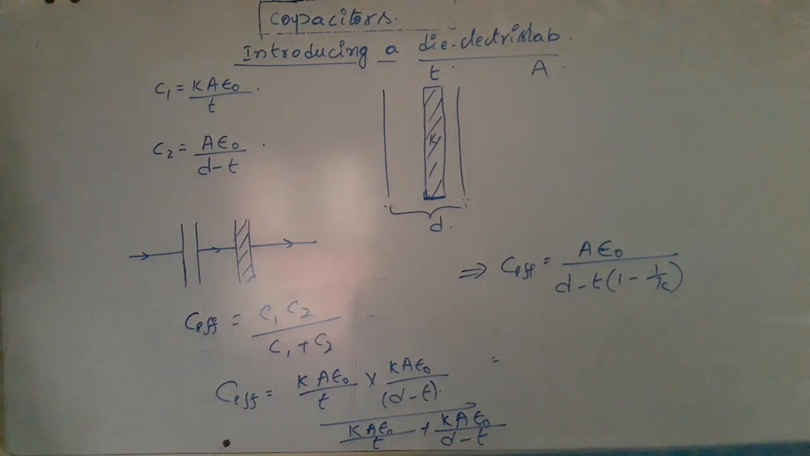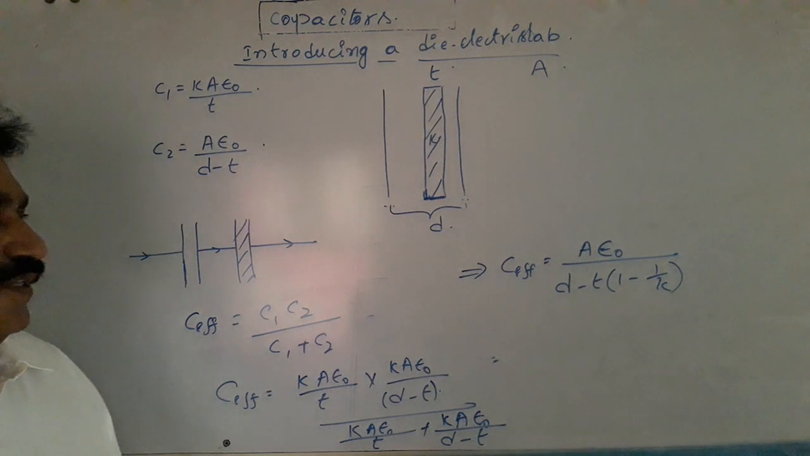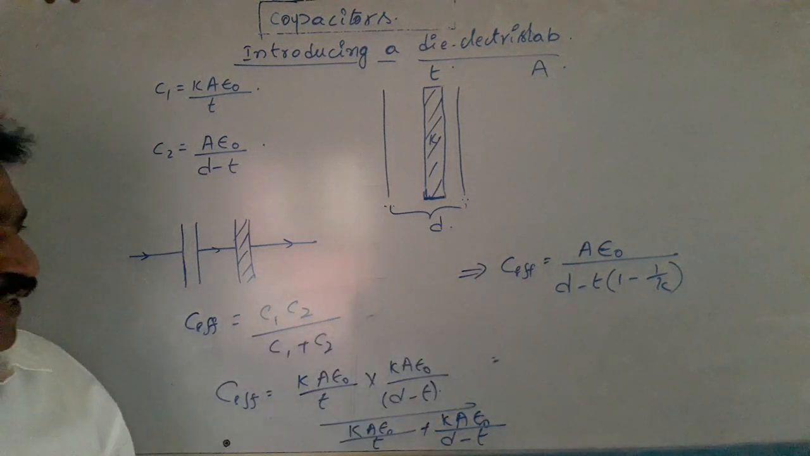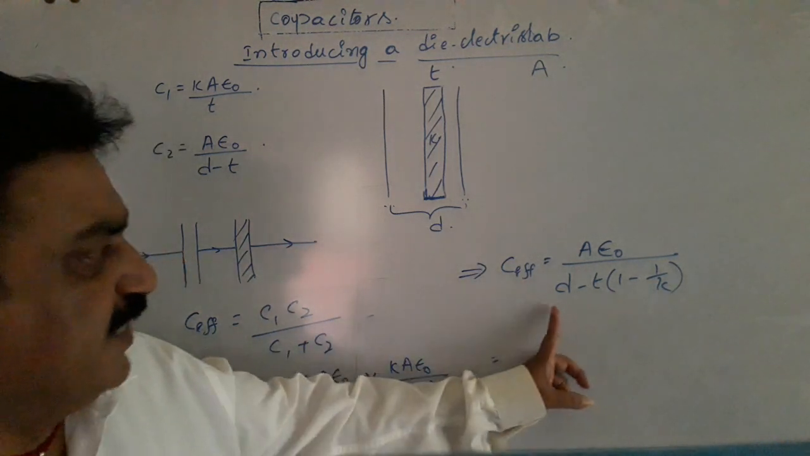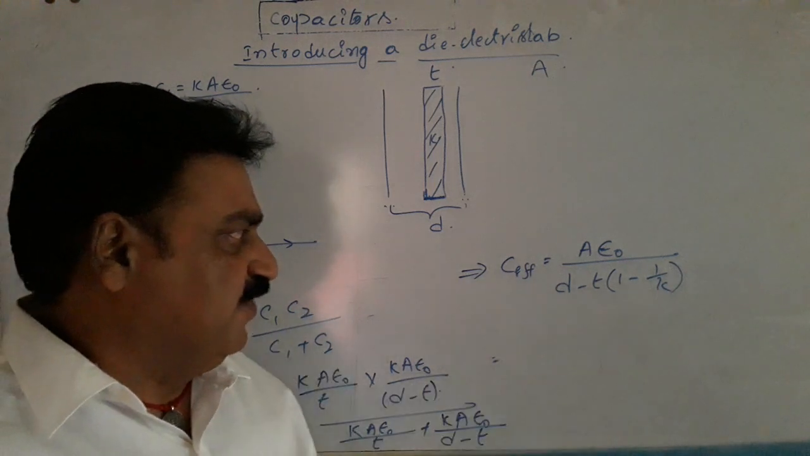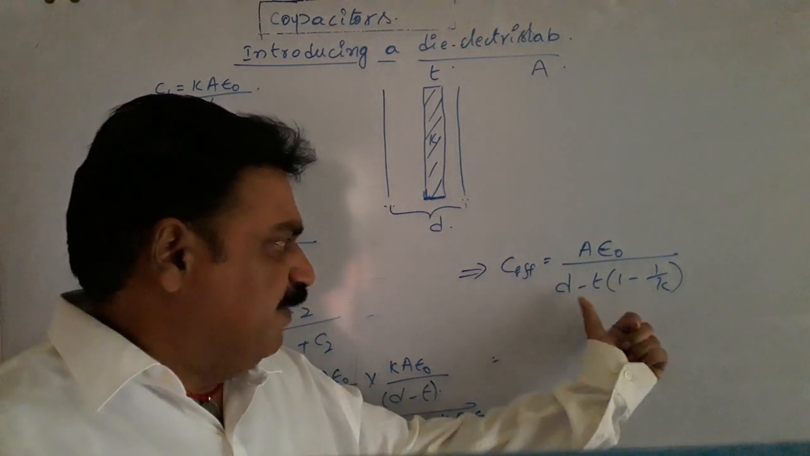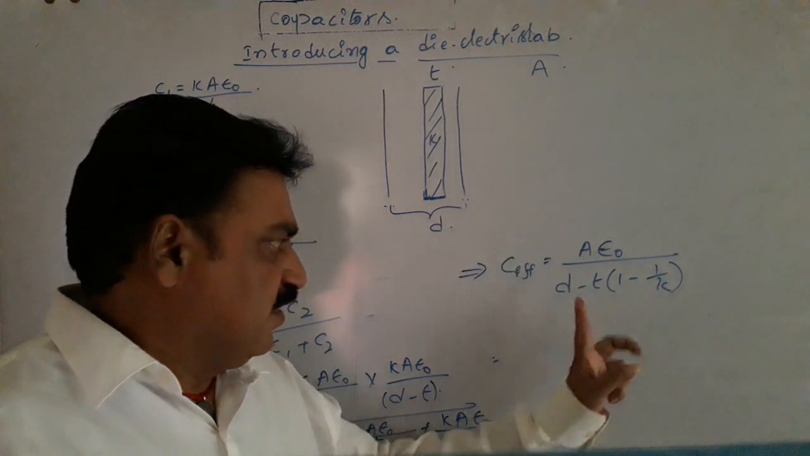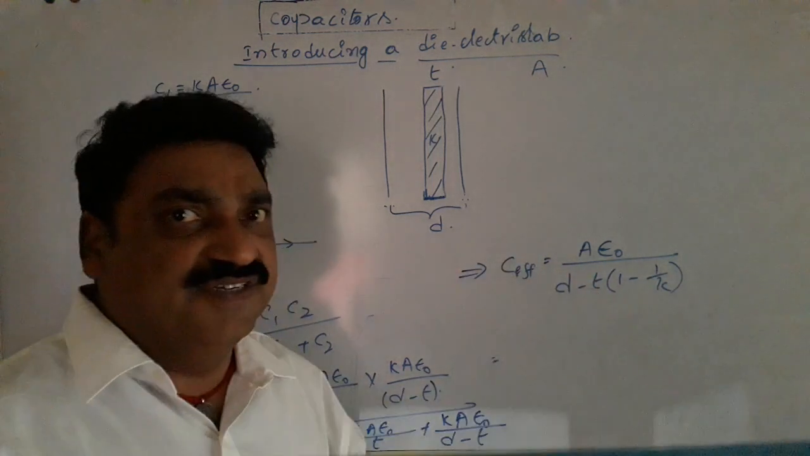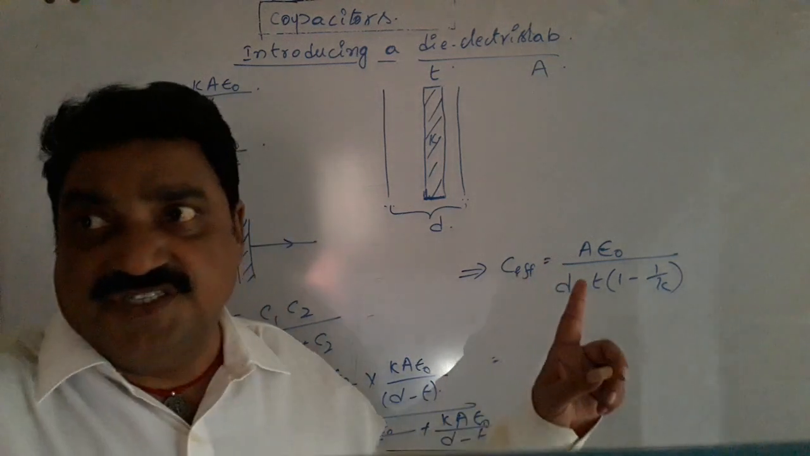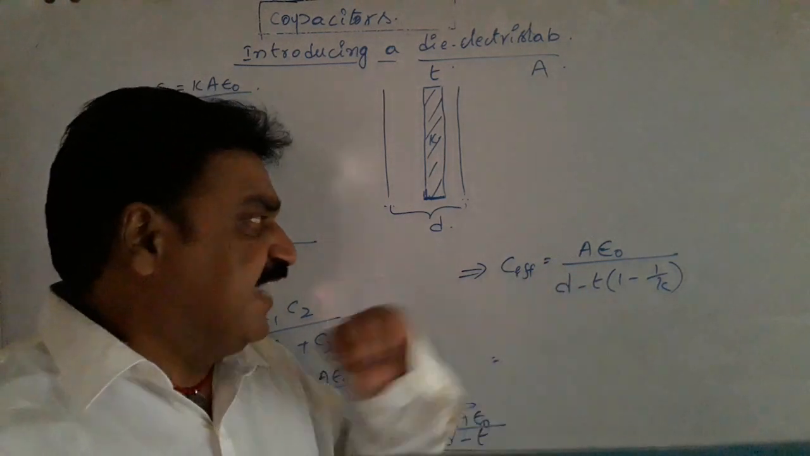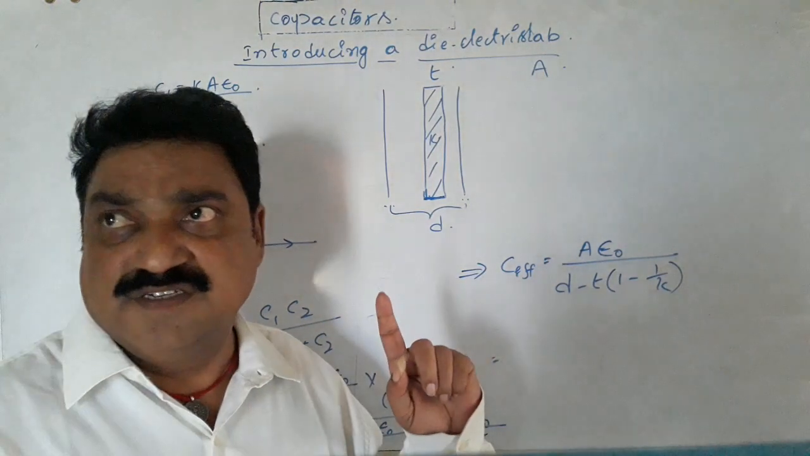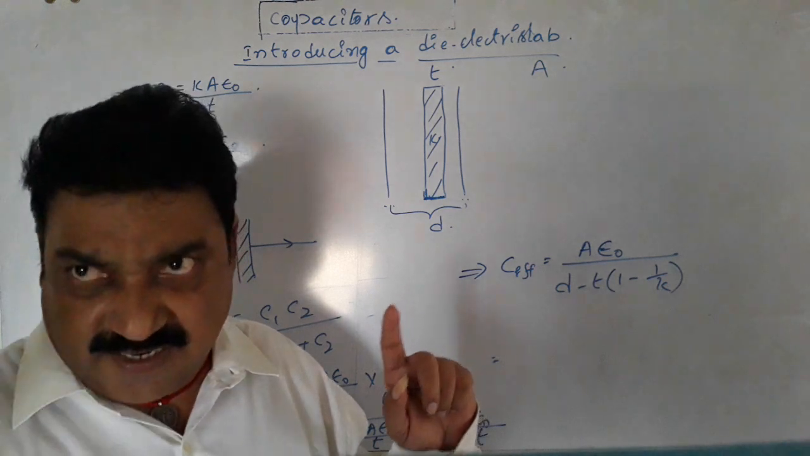It is the most important one. We have to use this as C effective. In this situation, what has happened to the distance between the plates? Distance between the plates is d minus t into 1 minus 1 by K. That distance is decreased. If distance is decreased, capacity of the capacitor increases.